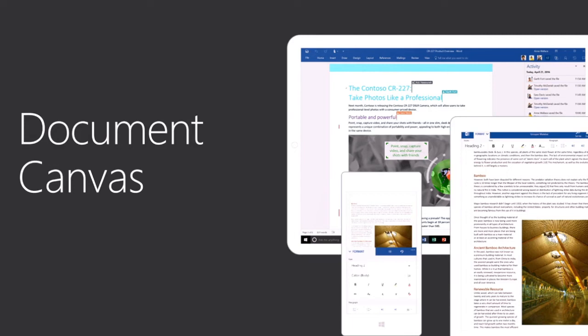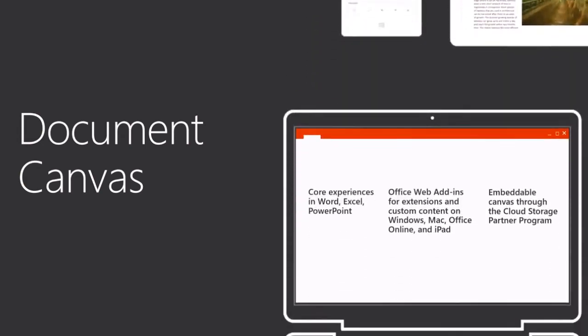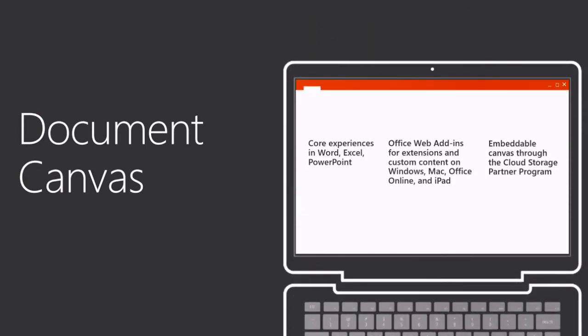So Rob showed the 3 canvases, the document canvas, the conversation canvas, and the page canvas. We'll talk about each one in turn. So you can think about the document canvas as the core canvases you're used to in Word, Excel, and PowerPoint. We have a great model called Office Web Add-ins that is our modern web-based extensions for custom content and for extensions on those 3 applications. And we also have the embeddable canvas, where you can take our online applications and embed them or use them as editors against your own storage as well via our Cloud Storage Partner Program.